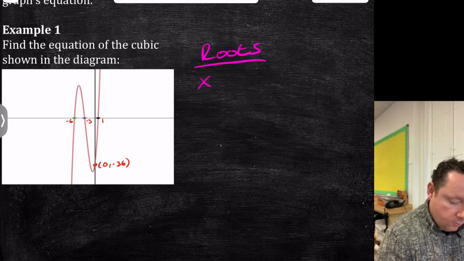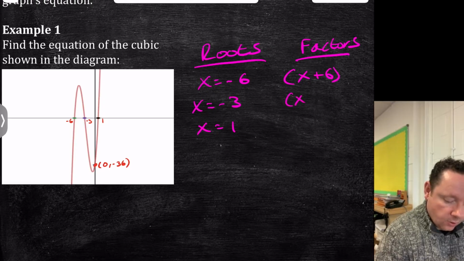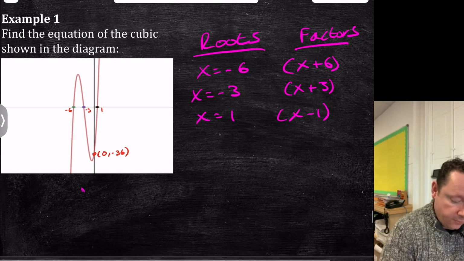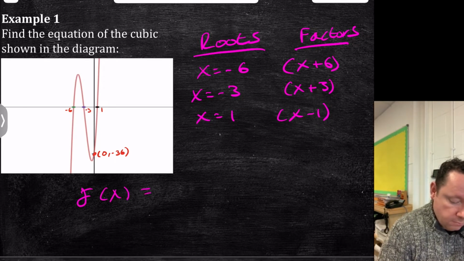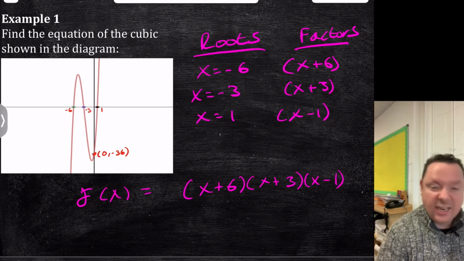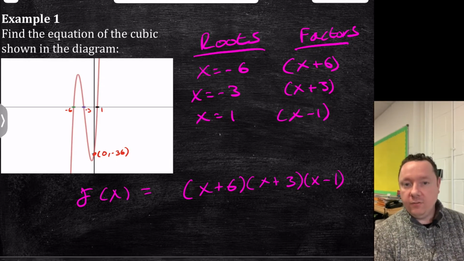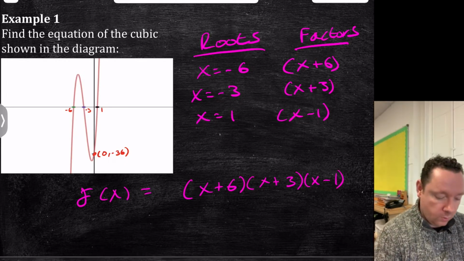Our roots are x equal minus 6, x equal minus 3, and x equal 1. So therefore, we've got our factors. We can write our factors: x plus 6, x plus 3, x minus 1. And therefore, we're almost done. F of x must equal, I'll leave a little gap, x plus 6 times x plus 3 times x minus 1. But it could also be times any number you want, because if that was equal to 0, the number in front wouldn't make a difference when you factorise. So we need to write k.